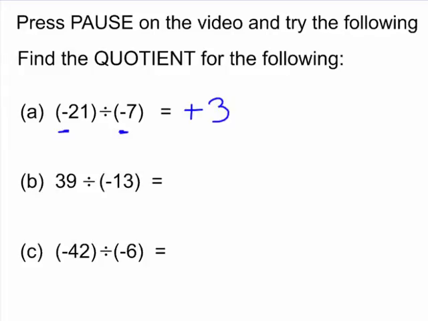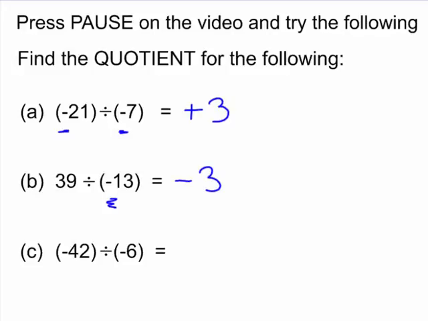Next question, 39 divided by -13. So if I count my negative signs, I only have 1 of them, so I know my answer is going to be negative. How many 13s fit inside 39? I know my answer for that is 3, so the answer here for B is -3.